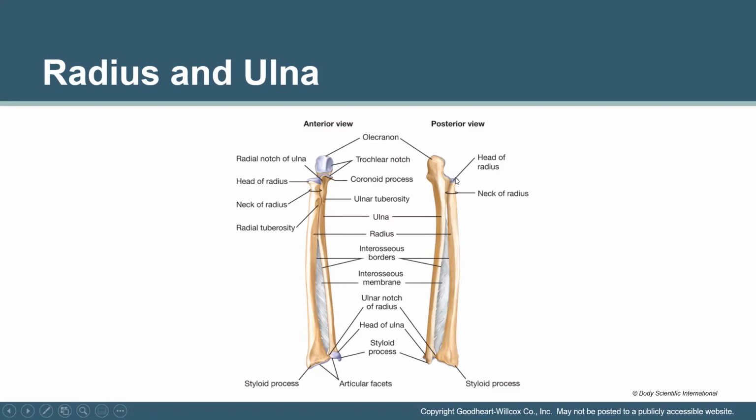When we look, let's go to the posterior view and keep talking about the radius, just so you can kind of see it from the back side. Nothing really new to mention there, okay? On the radius, just the posterior view. Now let's talk about the ulna. Let's go back to the anterior view of the ulna.